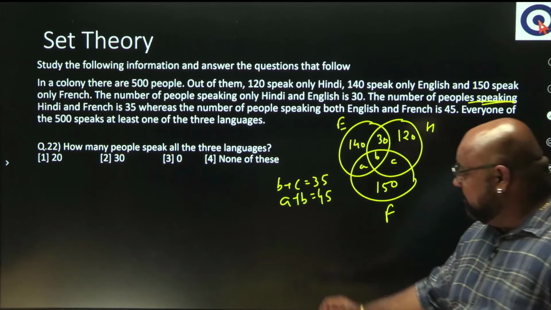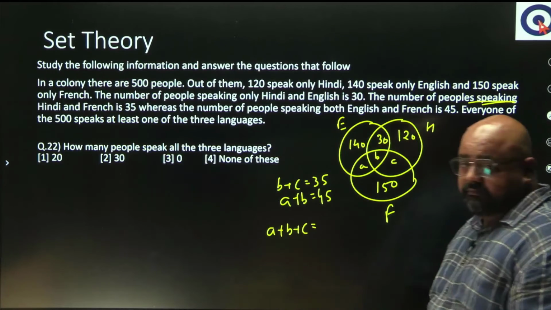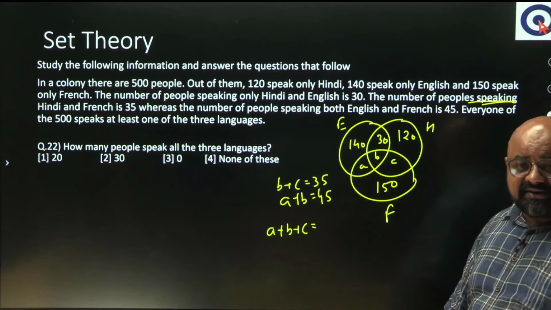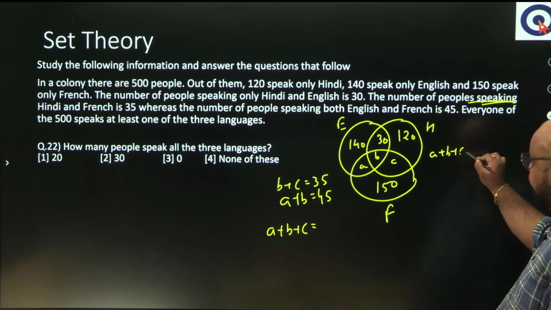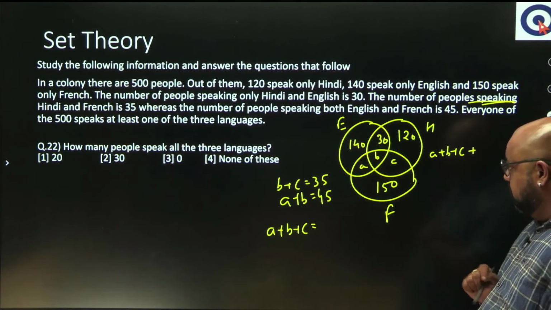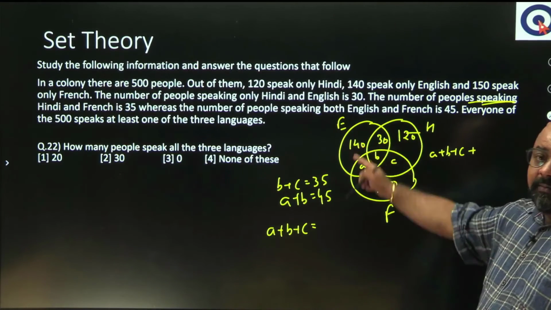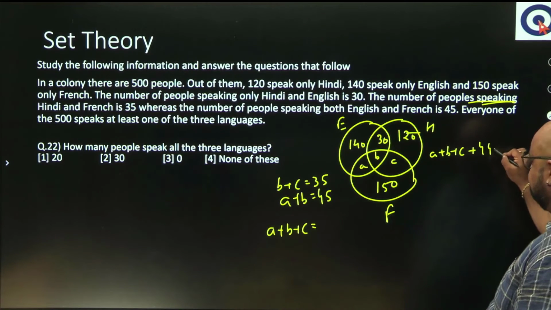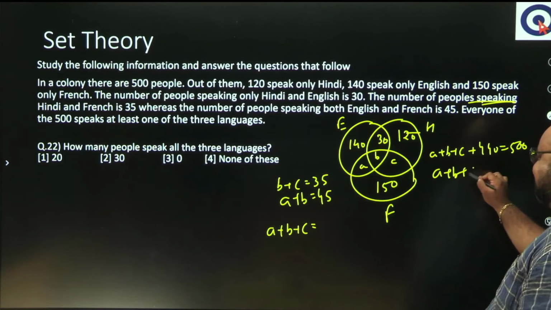And can you find out the value of A plus B plus C? The sum of all of these numbers should be equal to 500, because that is the total number of people. So I say A plus B plus C plus 140. Okay. 120 plus 30 is 150, 150 plus 150 is 300, plus 140 is 440. So A plus B plus C plus 440 is equal to 500, which gives me A plus B plus C as 60.